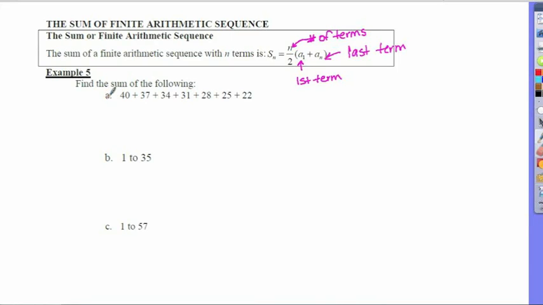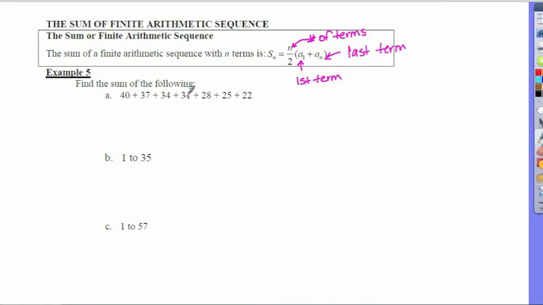Now, in this first example, if you're going to find the sum of this sequence, all you would really have to do is add all these up. Yes, I understand that. Just 40 plus 37 plus 34, add them all up, that's no problem. But what if you had like 500 numbers to add up? Would you really want to sit there and add them all up in the calculator? Probably not. So if you have a calculator handy, add all these up and see what you get. And then let's try this little formula and see if you get the same thing, which you should.